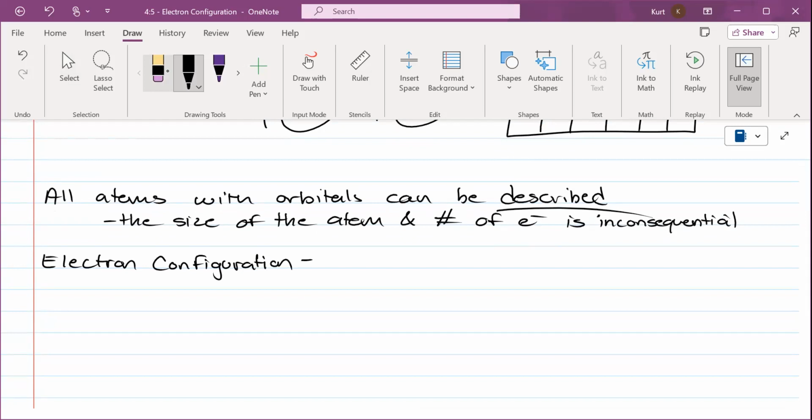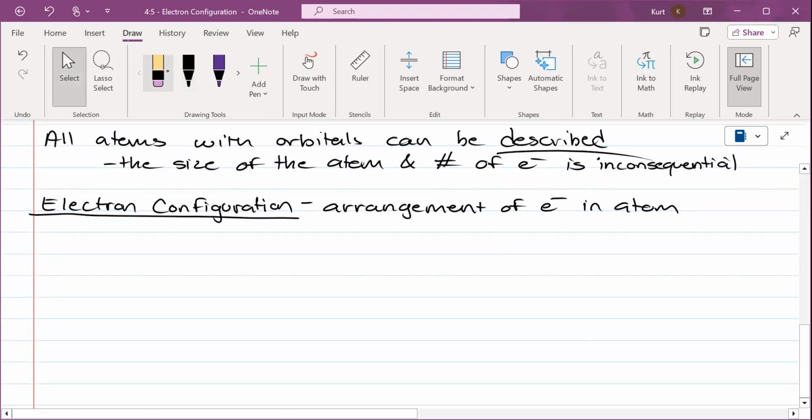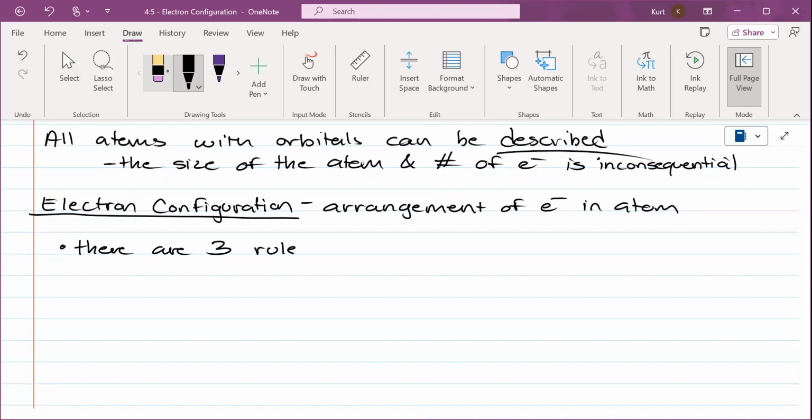For electron configurations, the arrangement of electrons in an atom is basically what the configuration means. What I'm going to be teaching you over today, tomorrow, and Wednesday is how to actually write the configurations. It's going to be like a code. I got to teach you how to make that code. When it comes to writing electron configurations, there are 3 rules.